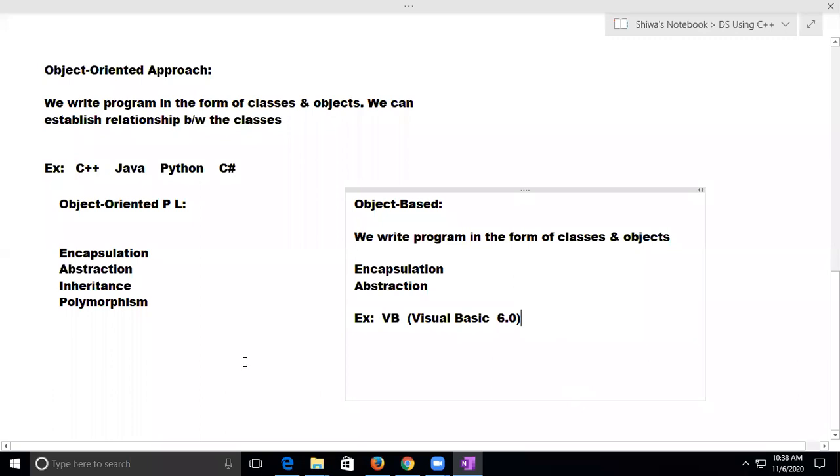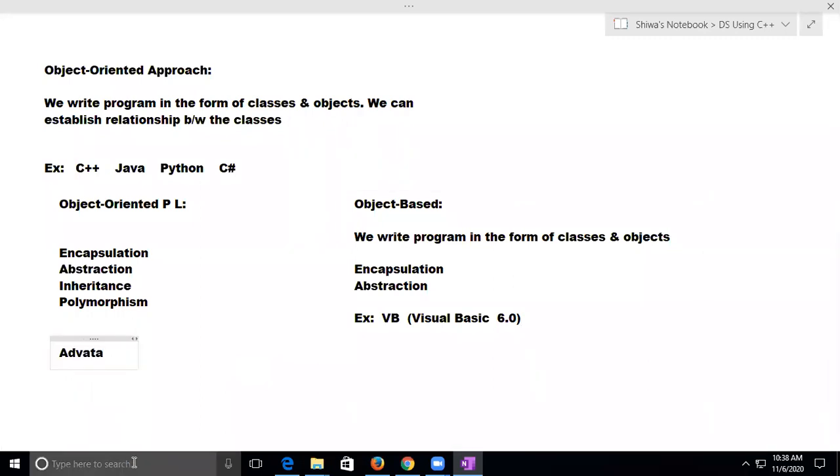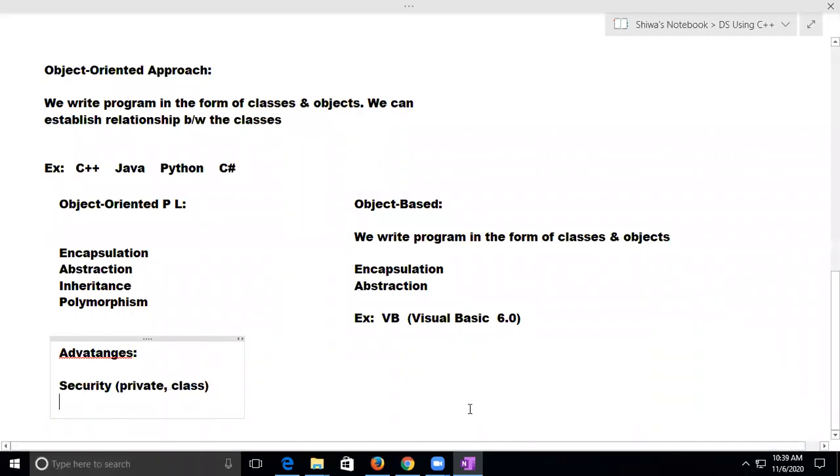So this is about programming approaches. These object-oriented approaches provide security for the data because it has public, private keywords, and it has the class concept. So with that, it provides security. Okay, and it provides reusability because it supports inheritance. Here, object based, security is there.